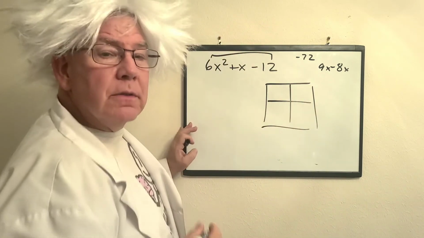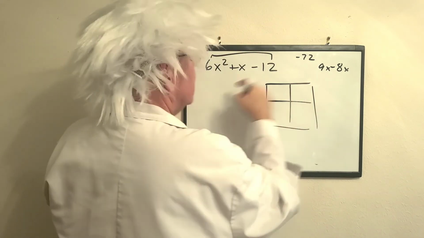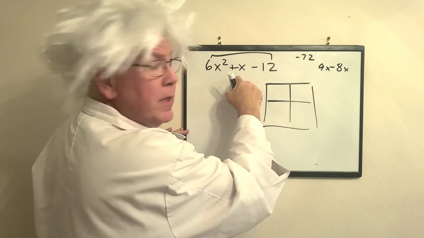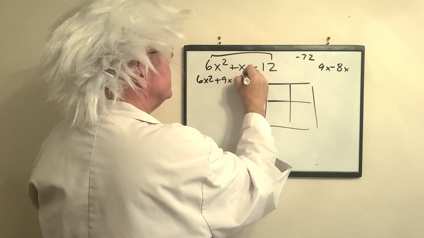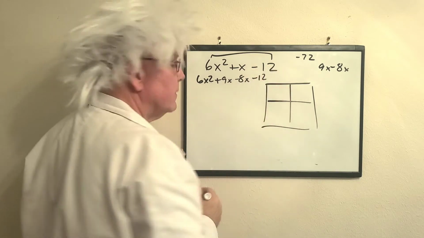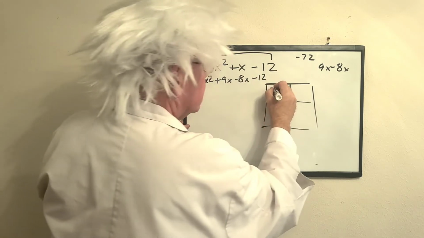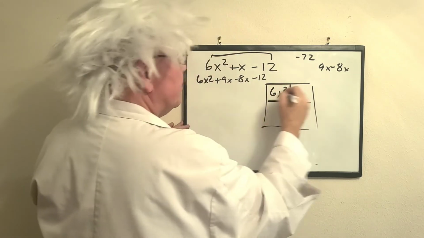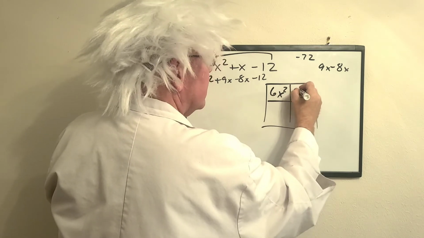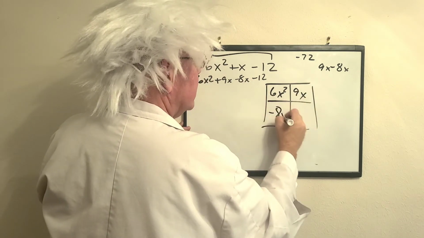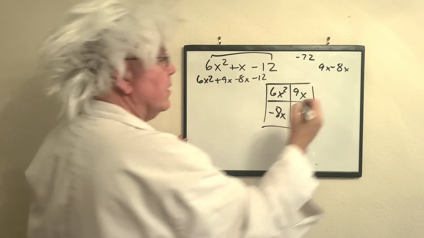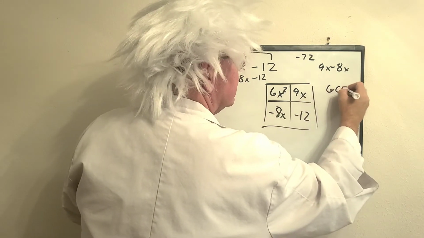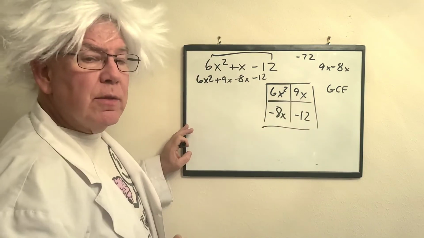the box. Okay? Now, these two have become this. So this is 6x squared plus 9x minus 8x minus 12. So we're going to put this here. We're going to put 9x beside it. We're going to put negative 8x here and negative 12. Now we're going to find what we call the GCF. The GCF will go outside the box.